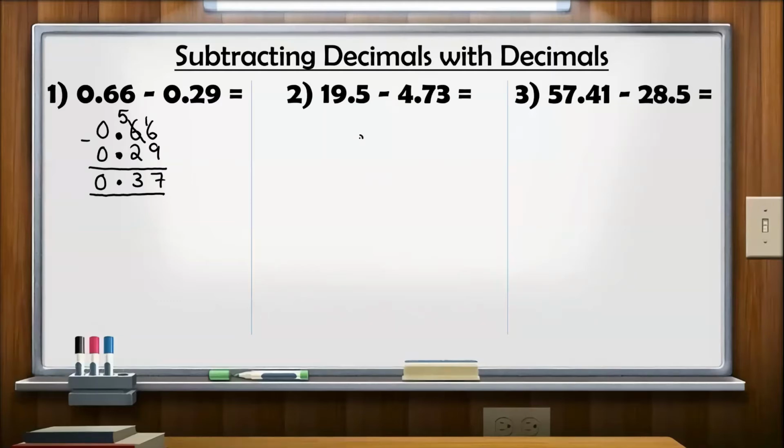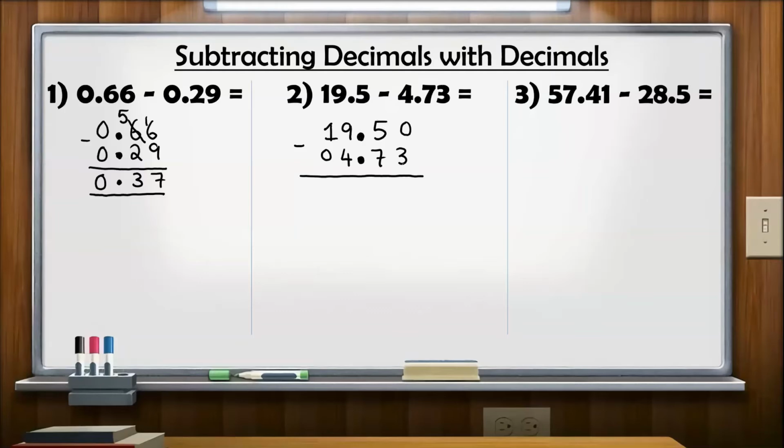So using my decimal point as a guide, I'm going to set up my question. So I have 19.5 and 4.73. Now you may have noticed that we have got some gaps here. But do not worry, we can put in placeholders to help us go on to answer the questions.